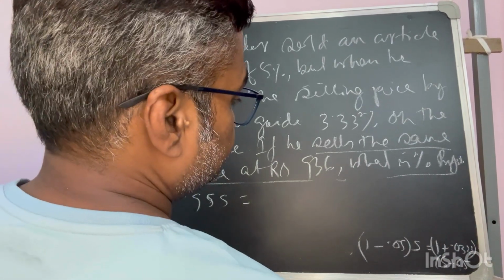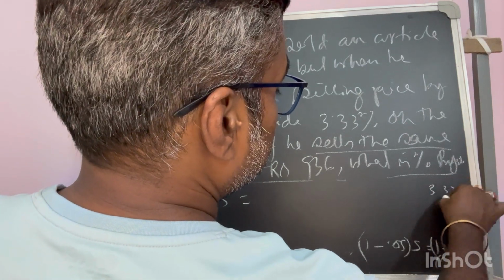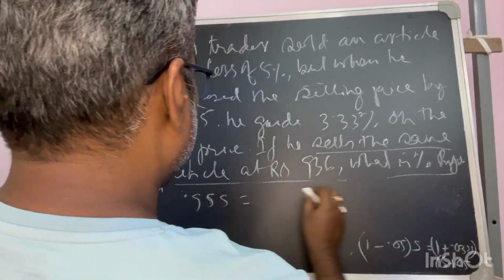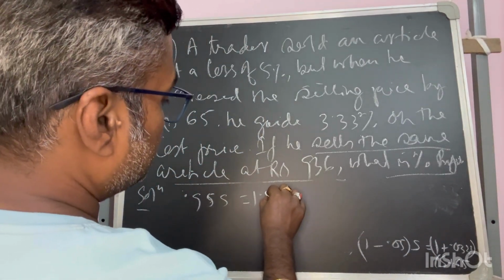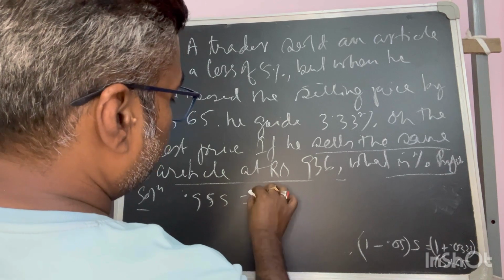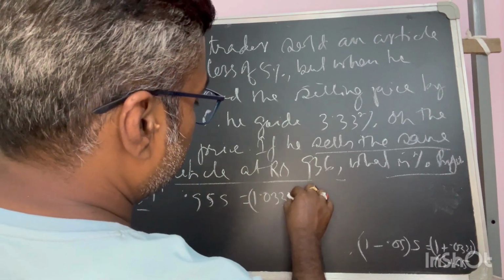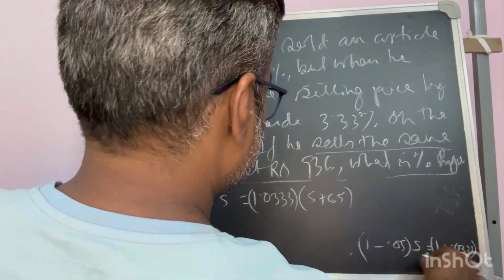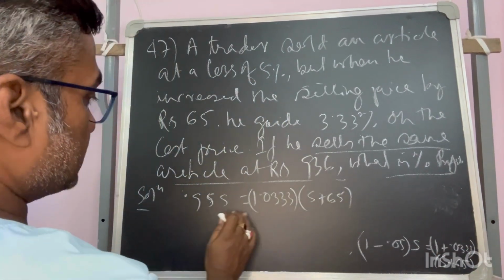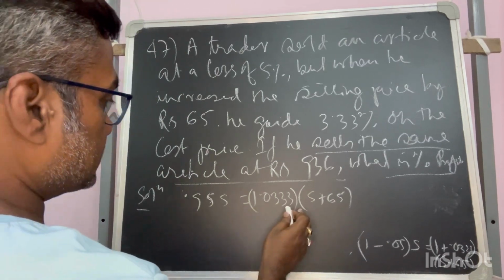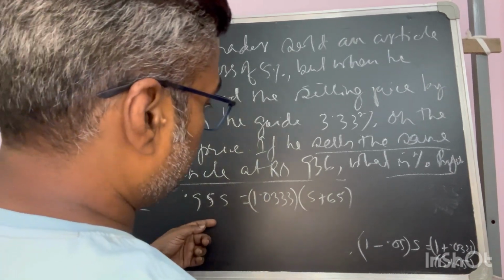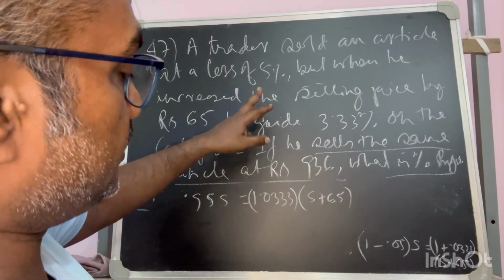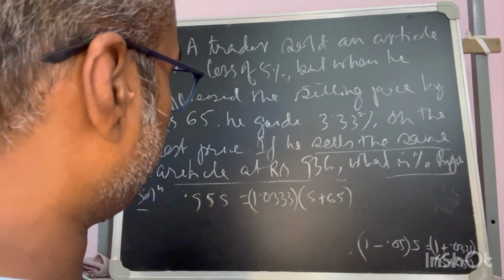This will become 3.33 percent divided by 100. Let it be like that only, 0.103 for approximation, or if you want, I can take the whole 6.5, this much. So now S will come to this side, or you can bring it to that side. S is higher here, so he has increased the selling price.